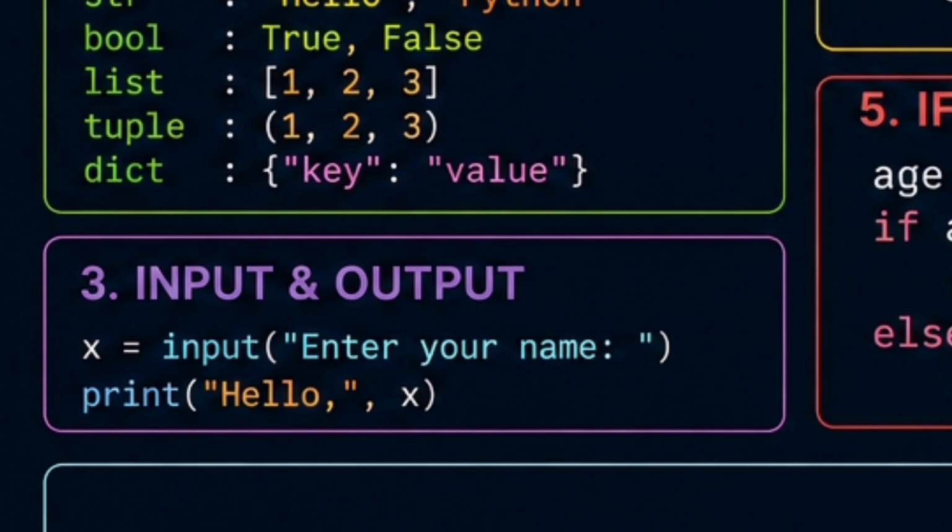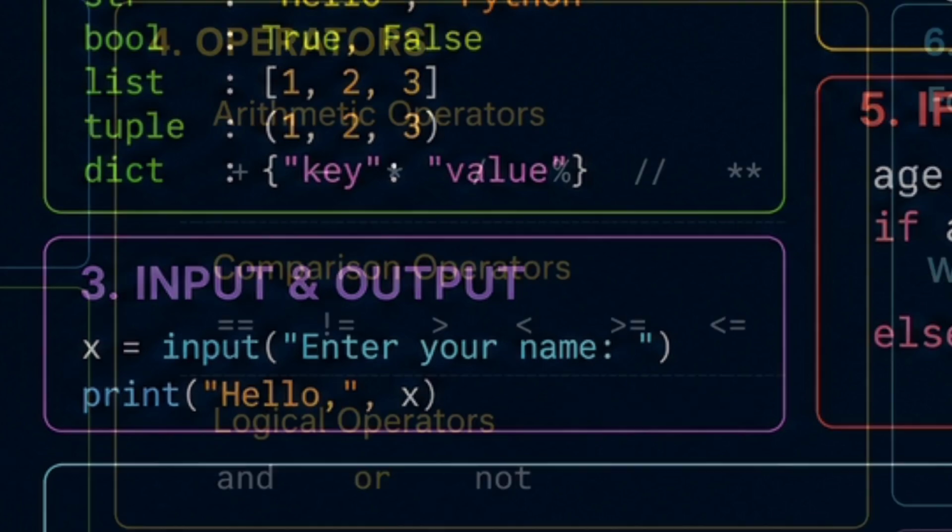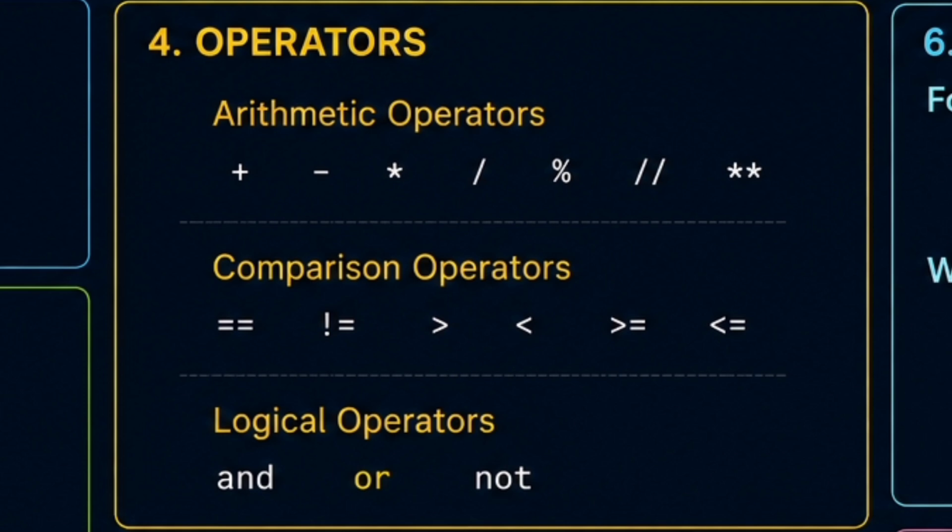The third thing is input and output. Input is a function which we use to take input from the user, and the second function is print, which is used to print the output onto the screen. These are the two built-in functions provided by Python. Then operators. There are multiple types of operators, such as arithmetic operators, comparison operators, and logical operators. Arithmetic operators are used for addition, subtraction, and multiplication. Comparison operators are used to compare two numbers, and then there are logical operators.